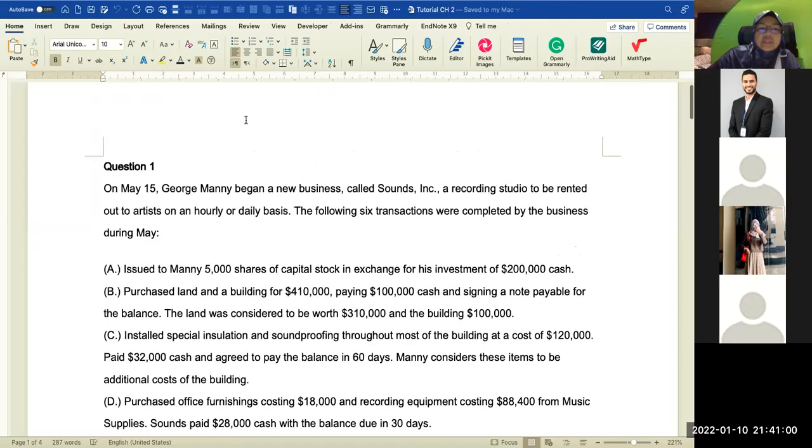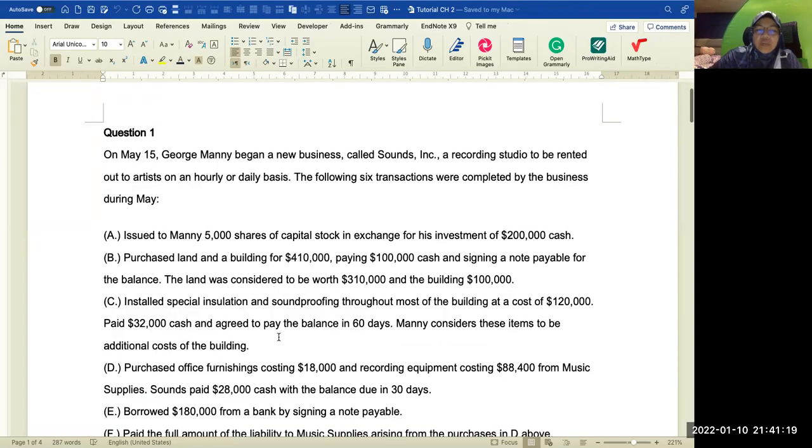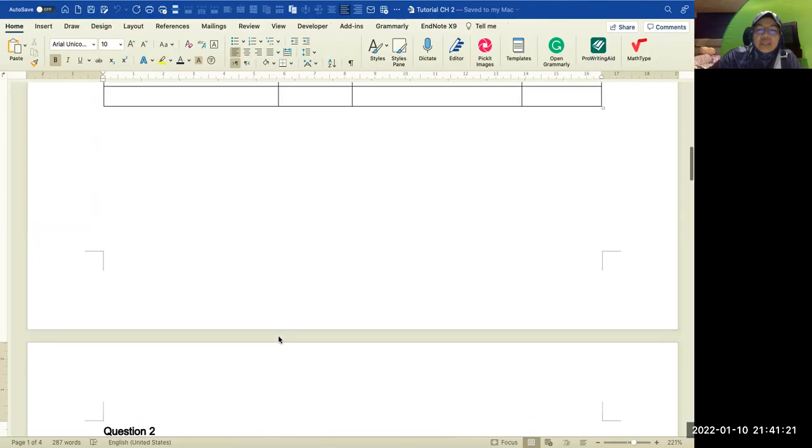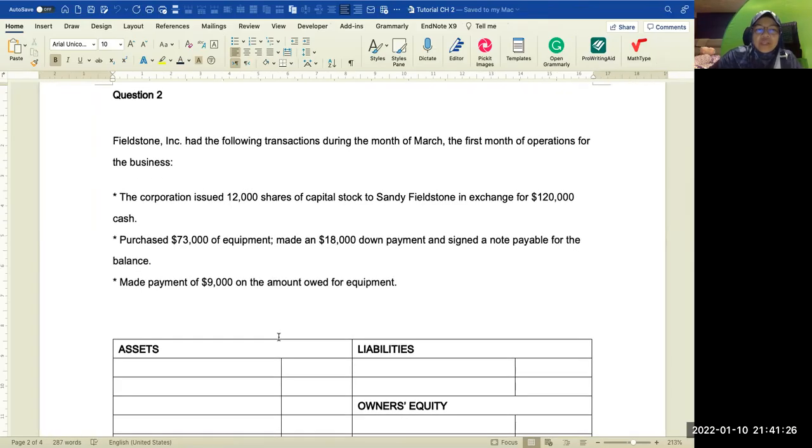Okay, I have these two questions for us to do together, because we'll see what we have done earlier, whether we'll be able to translate that. Let's look at question number two, it's easier. Fieldstone Incorporation had the following transactions during the month of March, the first month of operation for the business.